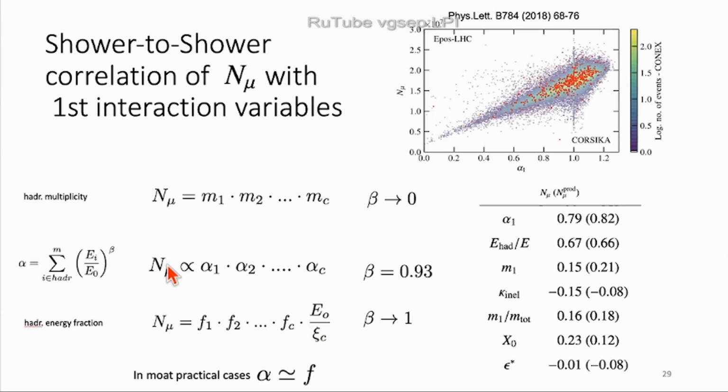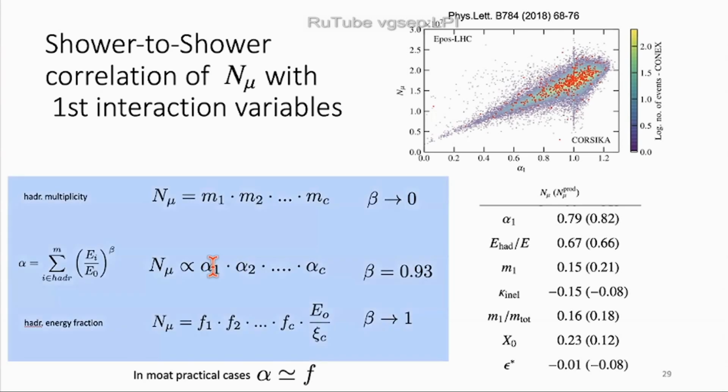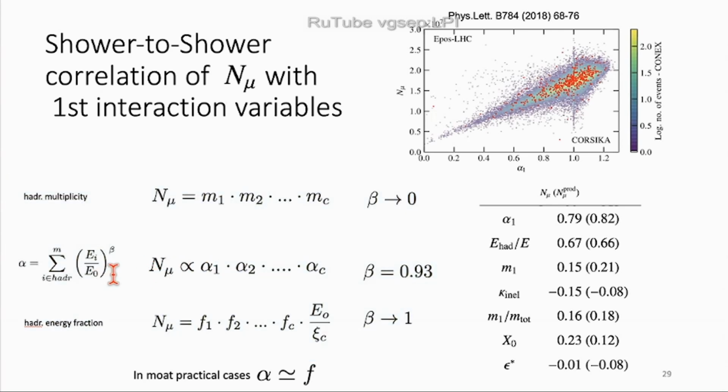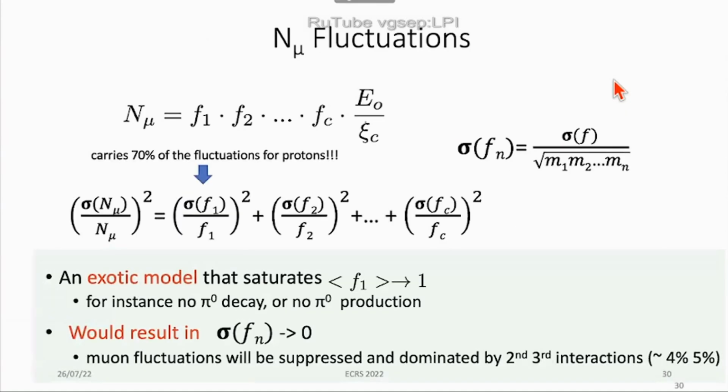But it was found in this publication that the quantity that best correlates with the total number of muons in shower-to-shower fluctuations is a quantity right in between, alpha, which is the sum of the energy fractions to the power of beta, where beta is the exponent that describes the growth of the number of muons with the shower, and beta is 0.93. So practically this alpha, in most cases, can be taken as the energy fraction kept in the hadronic cascade. And this is where we find the most correlation.